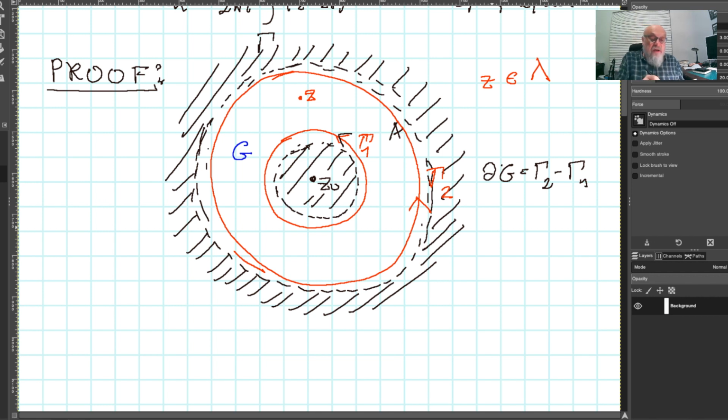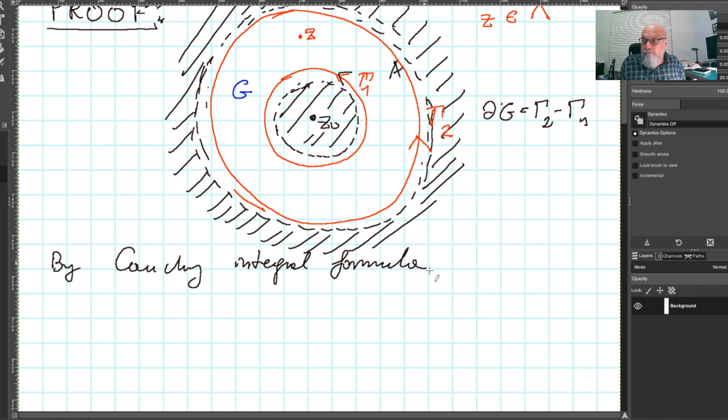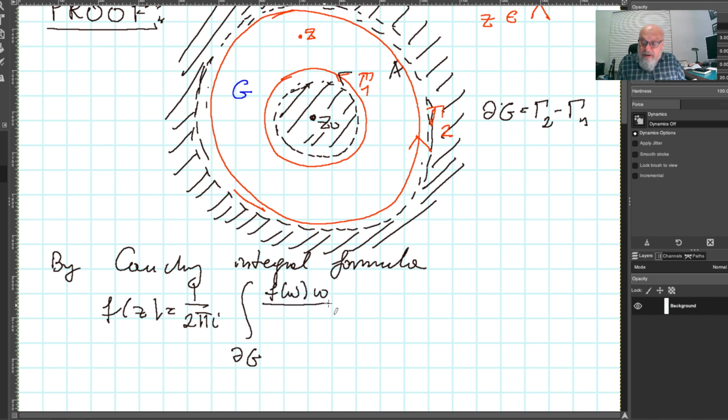So now we have the Cauchy integral formula again. Let's use it. By the Cauchy integral formula, the function f of z can be written exactly as 1 over 2 pi i, the integral over the boundary of G, of f of w over w minus z, dw. So that's the Cauchy integral formula.